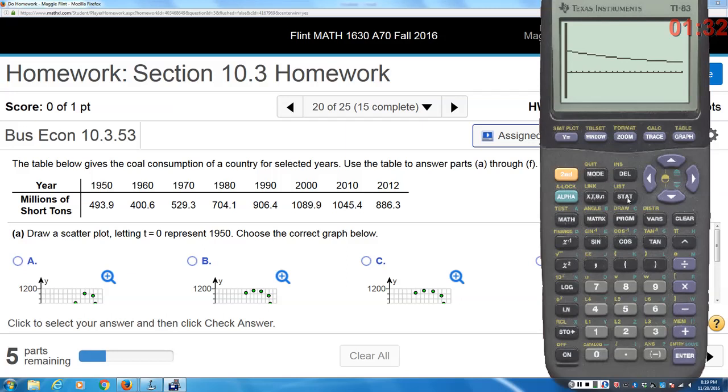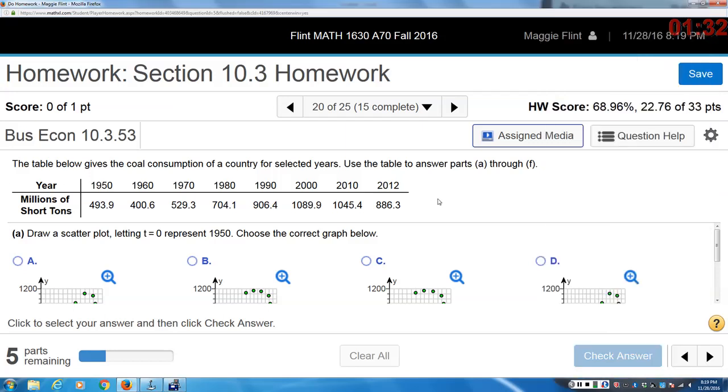So you go on the calculator, and the button that you press is Stat. It's right below your Delete button. It won't be hard to find. So it's Stat. You enter this data in, but be careful that you enter the data in. If it tells you let 1950 be year 0, then you do that. And it tells you that here. It says letting t equal 0 represent 1950.